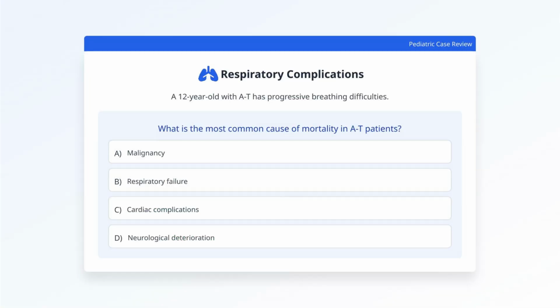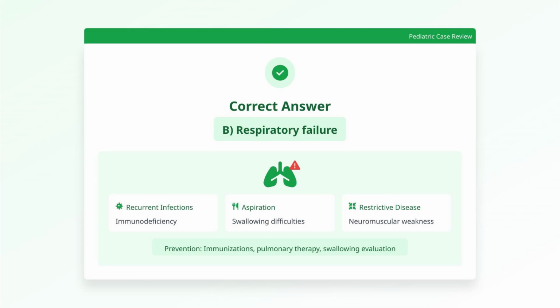A 12-year-old with ataxia telangiectasia has progressive breathing difficulties. What is the most common cause of mortality in ataxia telangiectasia patients? A. Malignancy. B. Respiratory failure. C. Cardiac complications. D. Neurological deterioration. The correct answer is B.